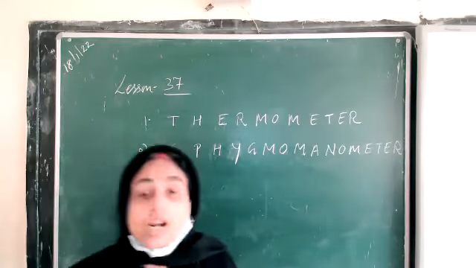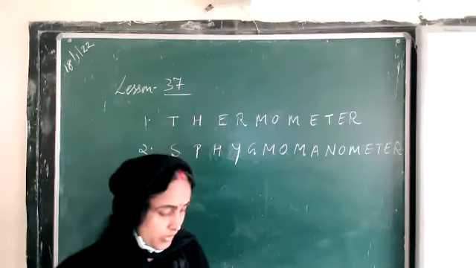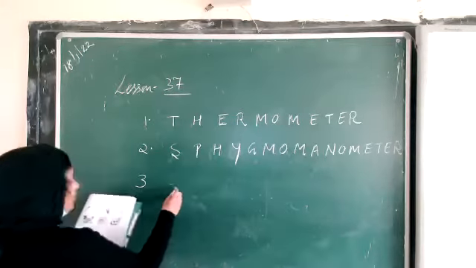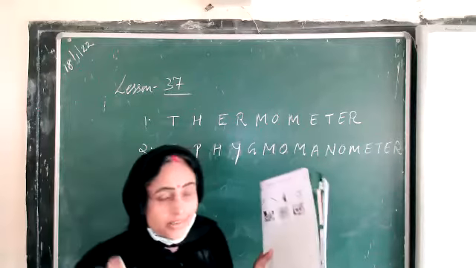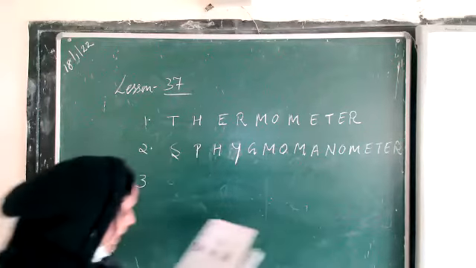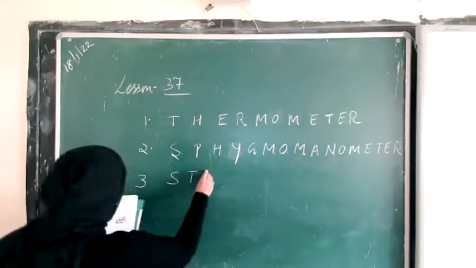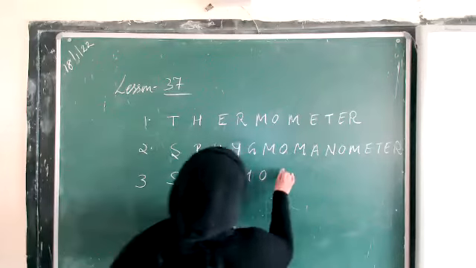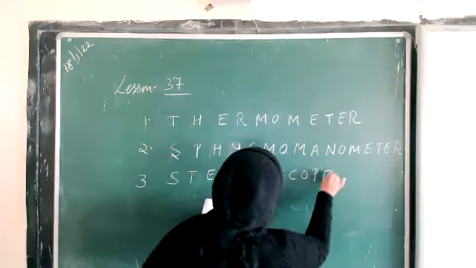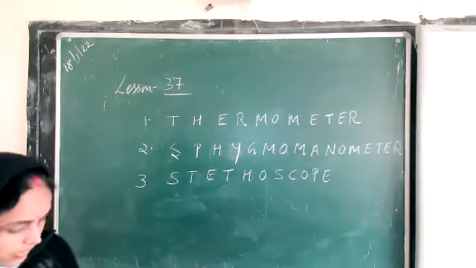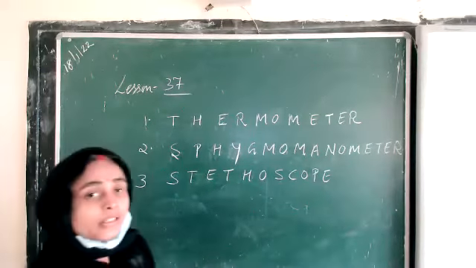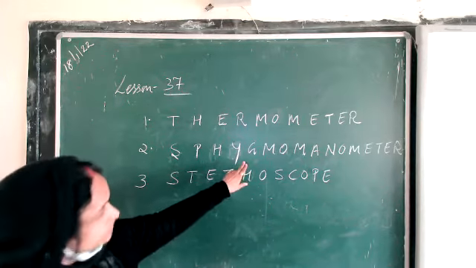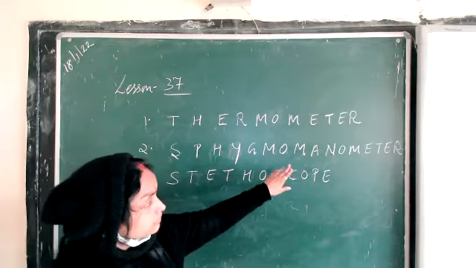Next one. Dash is used to listen to the heartbeat of a patient. This is also equipment, no? Stethoscope. The doctor puts it in the ears and checks your heartbeat, no? Stethoscope. Okay, so you write S T E T H O S C O P E. Correct. Write the correct spellings. All of you have written? Yes, ma'am. Write the spellings carefully. Correct?